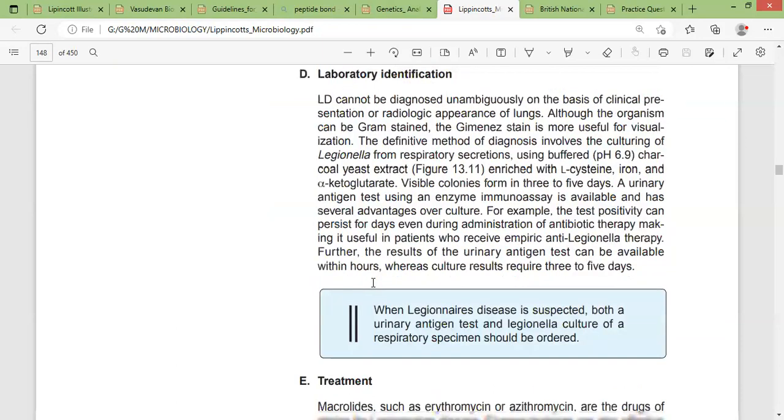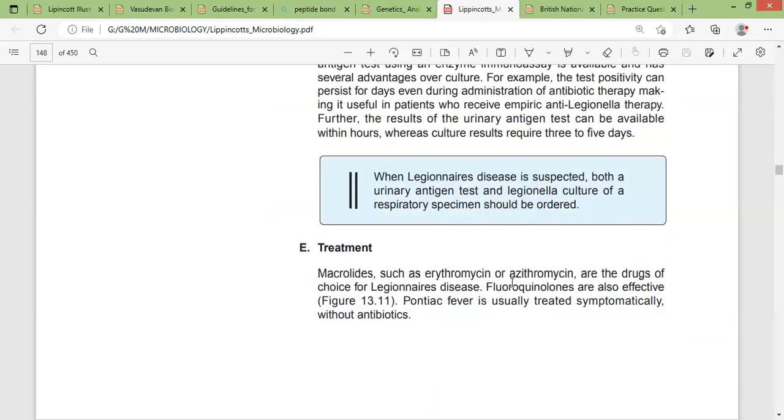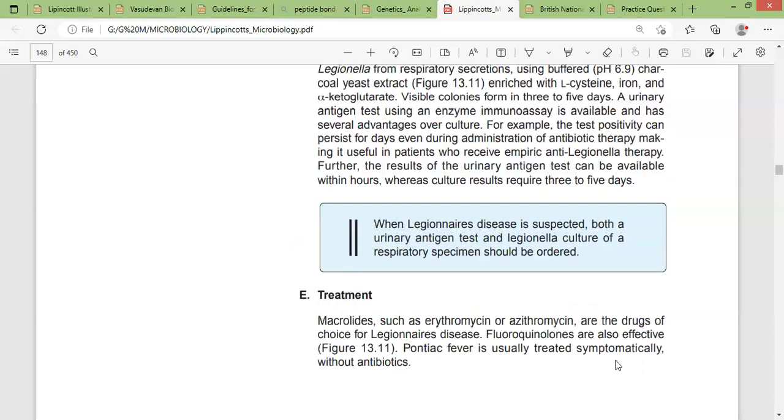And what antibiotics? Macrolides. Azithromycin is usually the drug of choice for Legionnaires' disease. Fluoroquinolones are also effective, but Pontiac fever is usually treated symptomatically without antibiotics. In the spectrum of diseases, in the immunocompromised individual, it will cause Legionnaires' disease, which is a severe type of pneumonia. But in a healthy individual, it will just cause Pontiac fever. Okay.